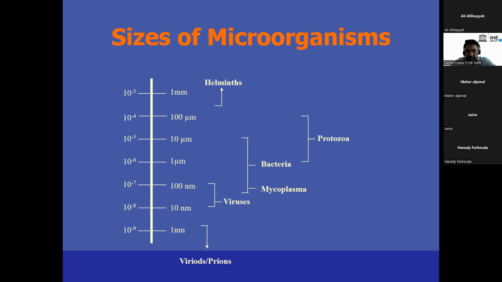Then we have bacteria, which cannot be seen directly with the naked eye, with sizes that go from 100 nanometers to 10 micrometers. And then we get into the range of the viruses, smaller than 100 nanometers, between 10 and 100 nanometers, and then viruses that are pretty small, smaller than 1 nanometer.